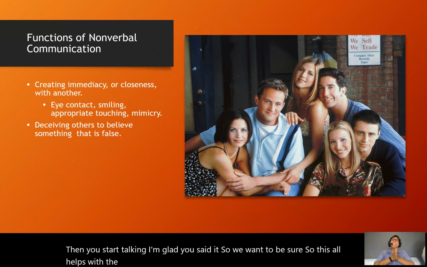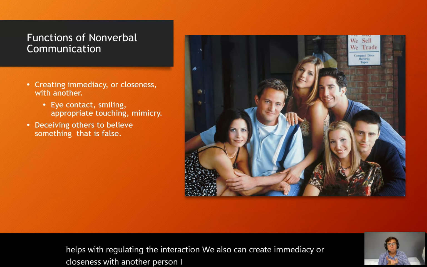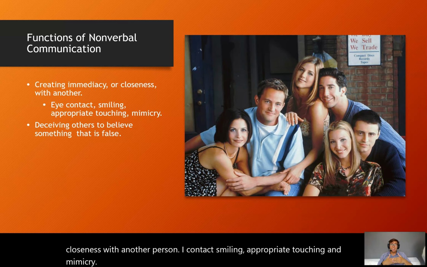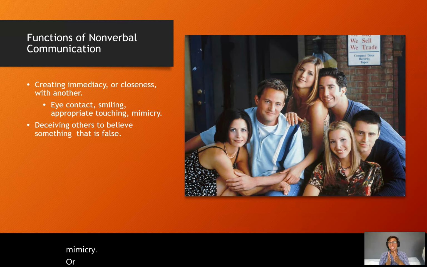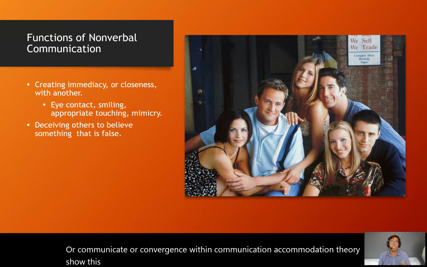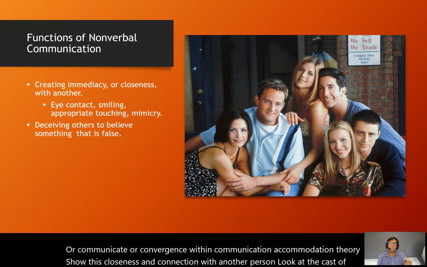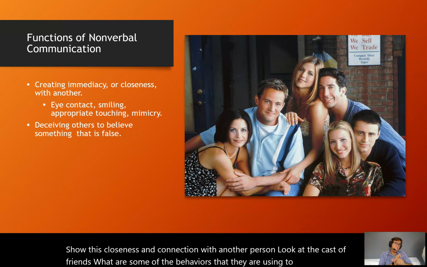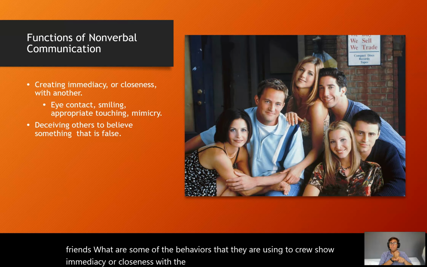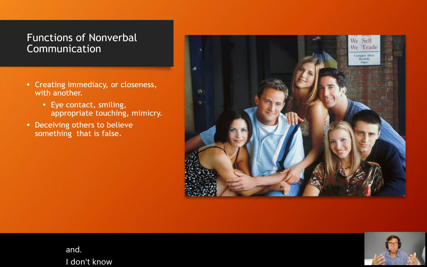We also can create immediacy or closeness with another person. Eye contact, smiling, appropriate touching, and mimicry or convergence within communication accommodation theory show this closeness and connection with another person. Look at the cast of Friends. What are some of the behaviors that they are using to show immediacy or closeness with the other person? Not just touching, also smiling, and I don't know, all of those things.